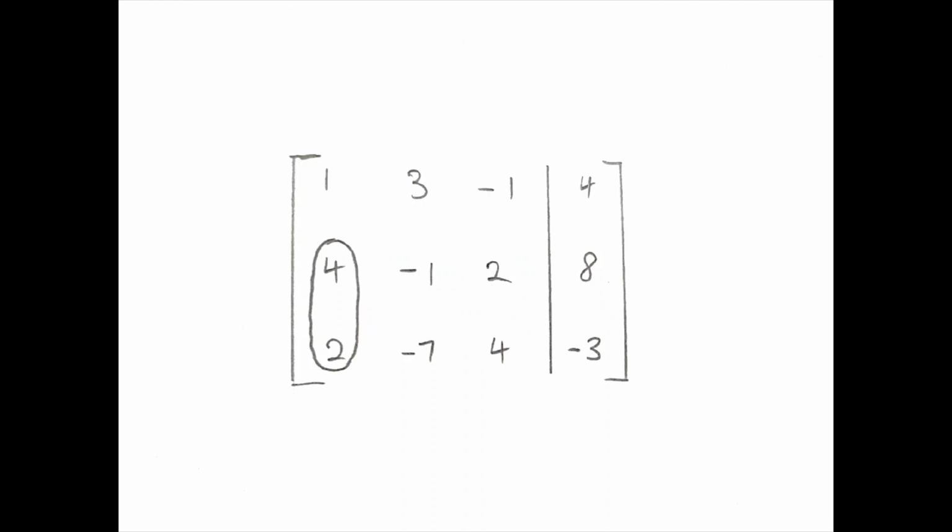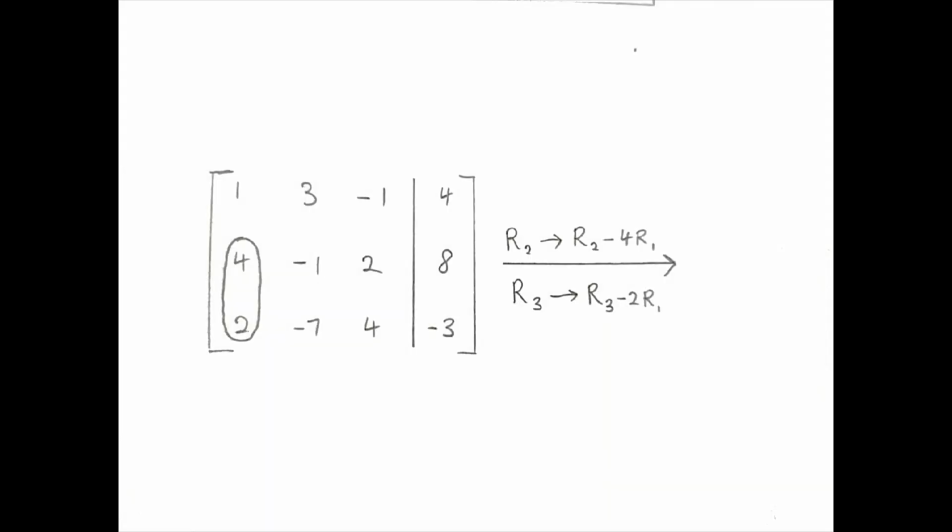First of all, let's try to change these two numbers first to become zeros before we do the rest. And how are we going to do that? In order to change the number 4 to become 0, we use all the numbers in the first row, but we multiply it by 4, and after that we use the second row subtracting with the first row.